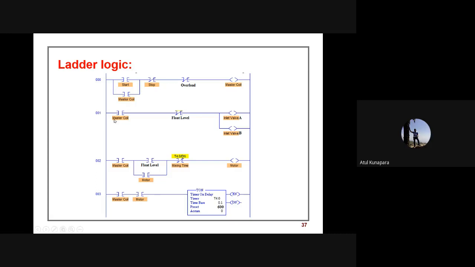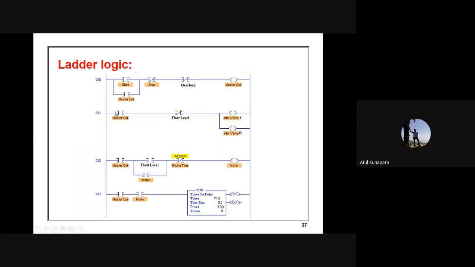Now we can start further. Your next rung will start with the NO contact of the master coil. That means if your master coil is on, and the master coil is only on when you have pressed the start button, then you have started the process.